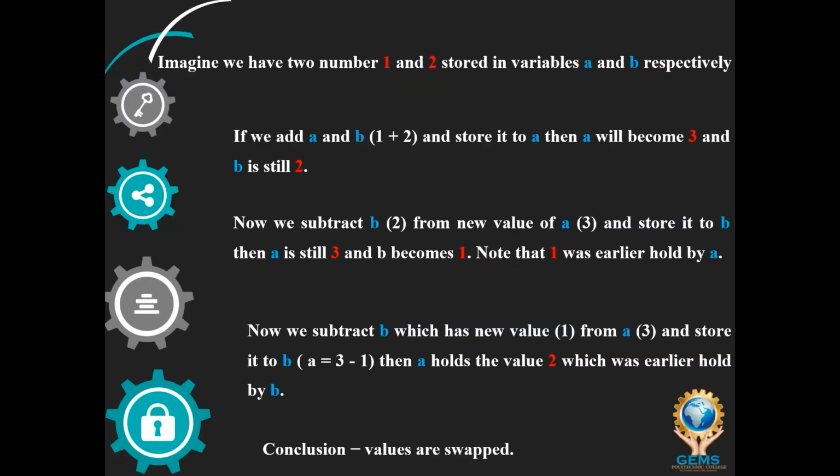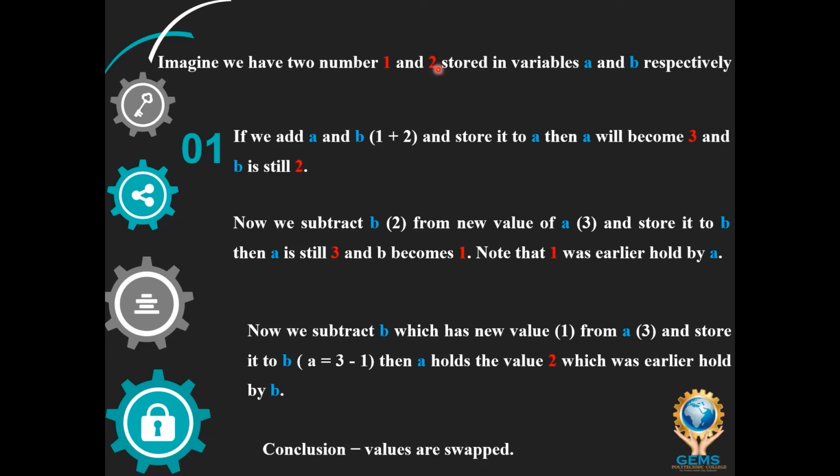So these are the basic points we should try to understand, then it will be easy for us to work with swapping of two numbers without using a third variable. The first point says, here we have taken two numbers 1 and 2, and these two numbers are stored in the A and B variables. So A has the value 1 and B has the value 2.